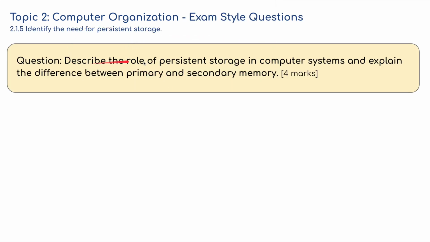I want you to describe the role of persistent storage in computer systems and explain the difference between primary and secondary memory. And this will be for 4 marks. As you can see here, we're going to be describing. So ideally 4 bullet points, or certainly 2 bullet points that have been fully explained. Okay, if you don't want to see the answer just yet, pause the video.